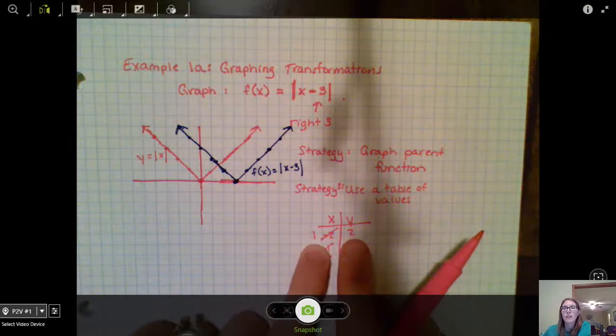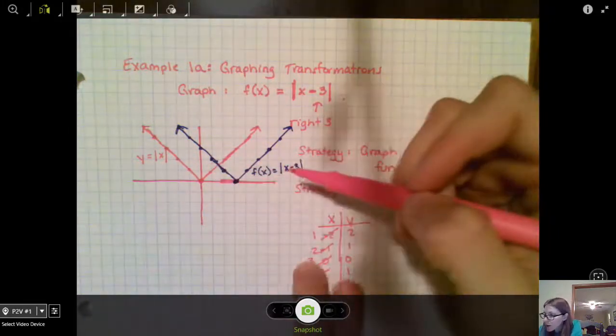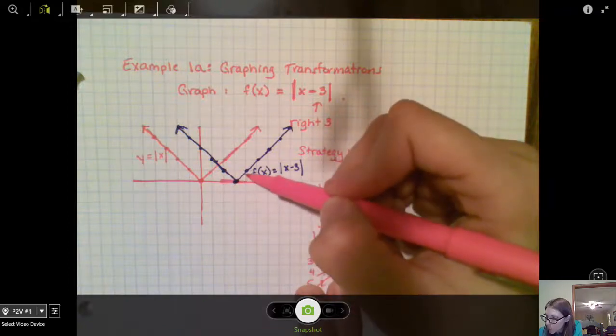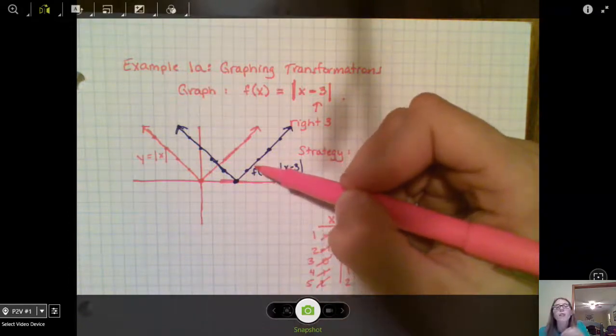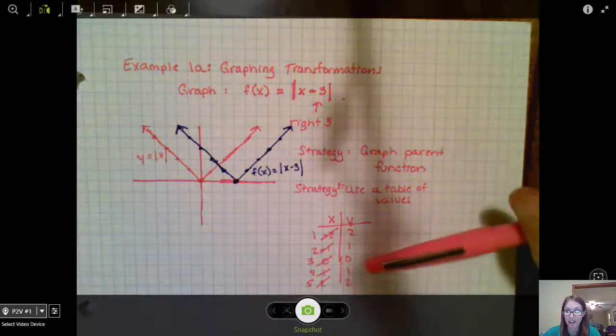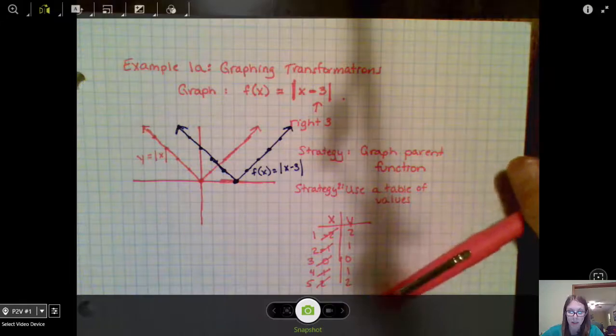Once you do that, the numbers we have left tell us the points, the ordered pairs that we need to graph. So the point 1, 2 is here. The point 2, 1, 3, 0, 4, 1, and 5, 2. All of our points are there. All right, so again, doesn't matter which strategy you use. Personally, I like using a table of values better, especially when we get to the more complicated situations.